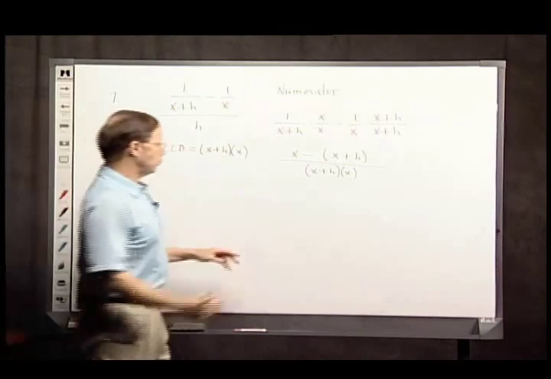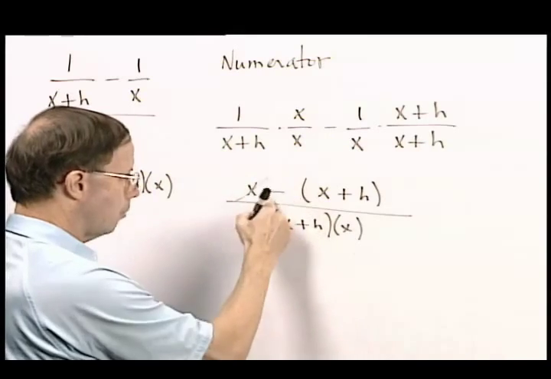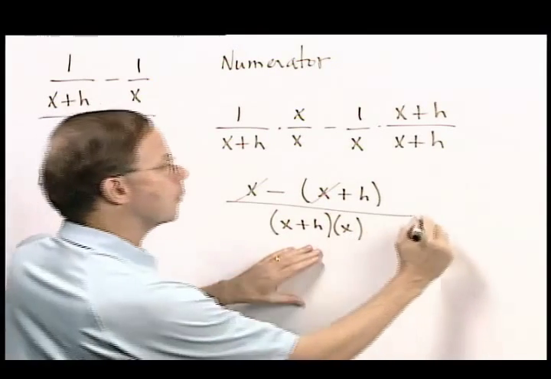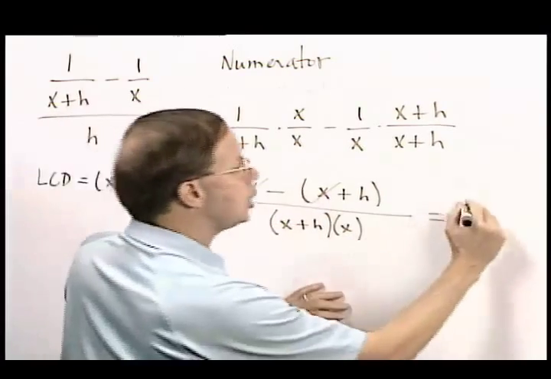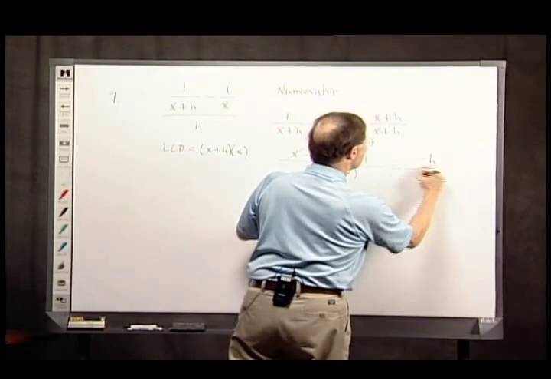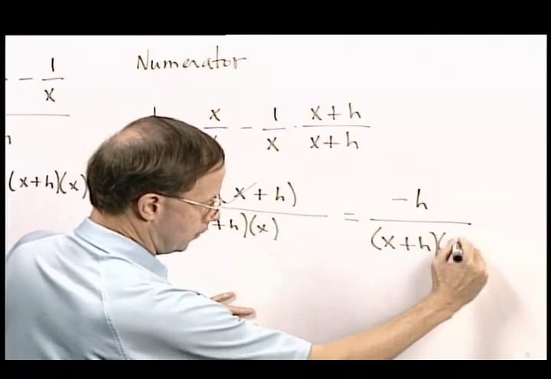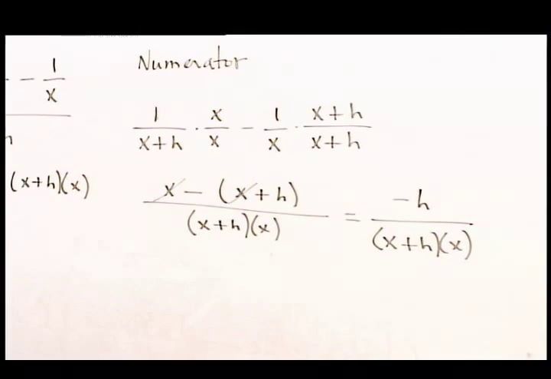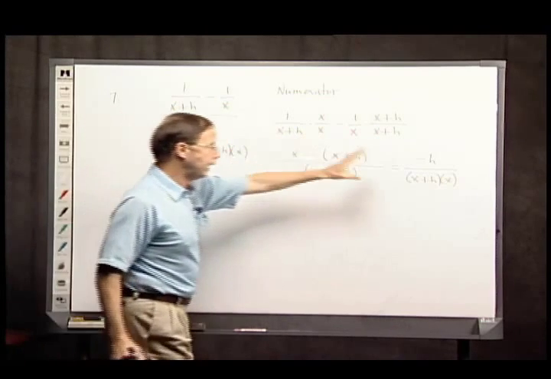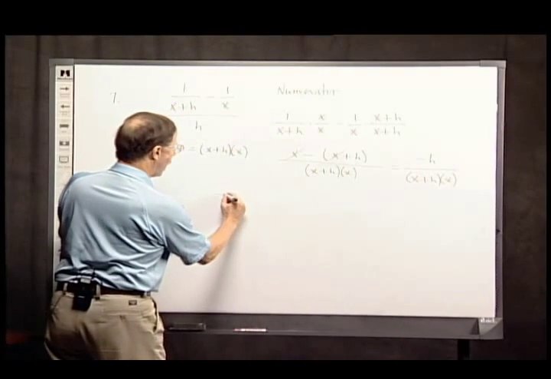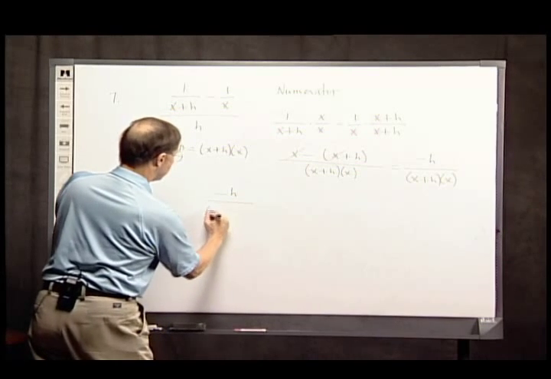Okay, now we can do some reducing. I have an x minus an x. So my numerator now, remember I'm still dealing only with the numerator, is minus h over this. Okay, now I'm finally ready to do the division. I'm going to be dividing this numerator by h. So my problem boils down to this one.